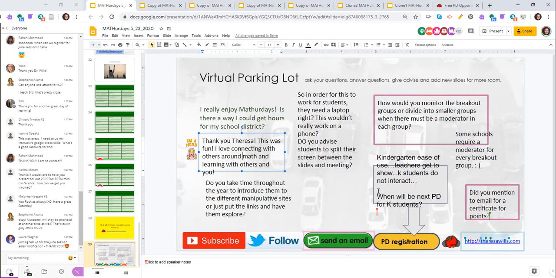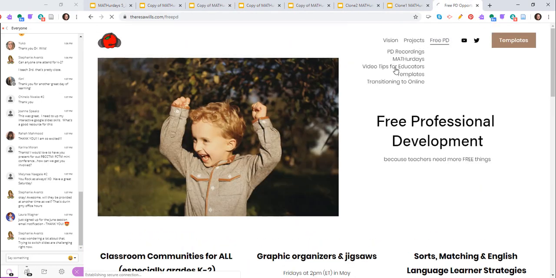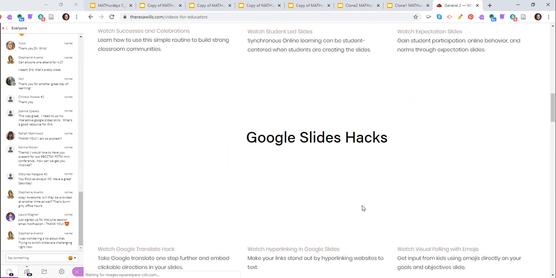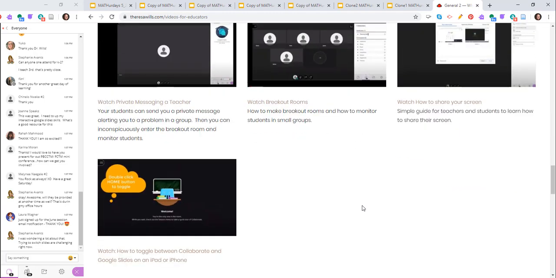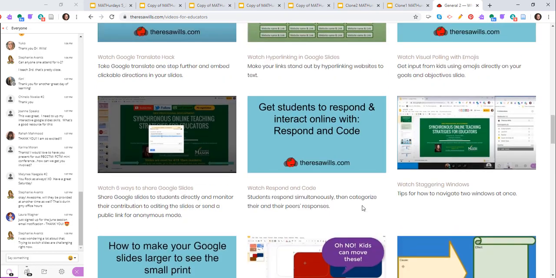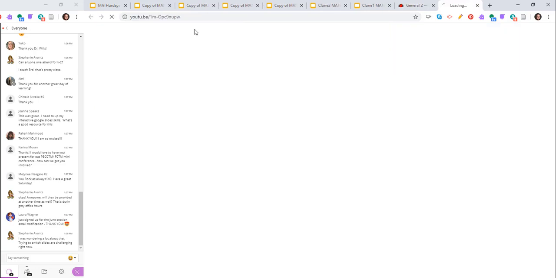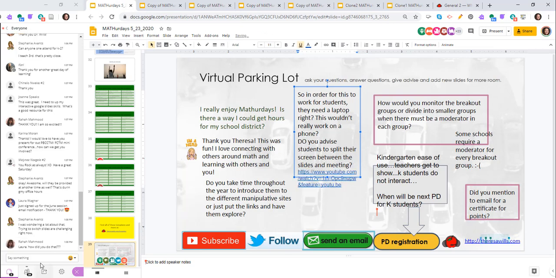Let's see, where's the question? Oh, someone wanted to know about split screens. I think that may have been it. I have a video on here that could be really useful for you. Let's see, where did I put it? That's half the battle here. Staggering windows. Somebody wanted to know about splitting the screen, and I have a video that gives some tips on that.